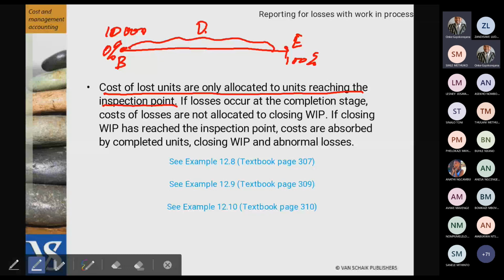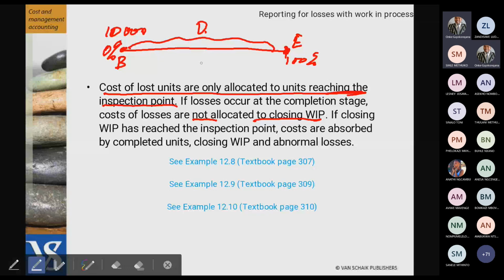Hence, they are saying that if losses occur at the completion stage, that is at the end of our production, costs for losses are not allocated to closing work in process. Can you see that statement? It says it's not going to be allocated. Why? Because we said that losses are only allocated to the units that have reached the inspection point. And in this case, the inspection point is 100%.